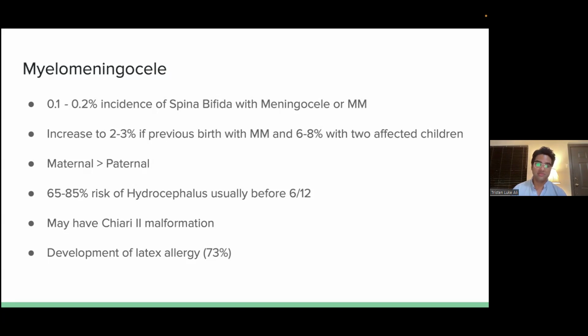There is a 65 to 85% risk of hydrocephalus, which is very high, usually before 6 months of life. They may have a Chiari-2 malformation. And some of these patients notably can develop a latex allergy, which is a very high amount of 73% from the literature. And this is due to what they say is handling of the afterbirth of the myelomeningocele using gloves that these children may develop later on in life.